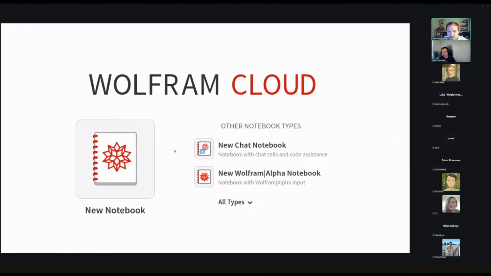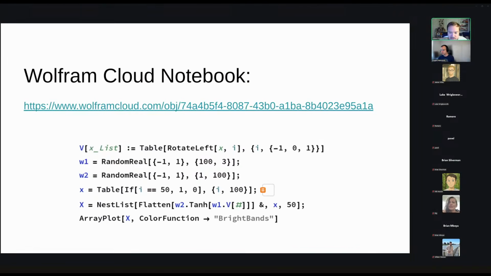This runs in Wolfram Cloud. I've made the link available so that you can try this yourself. Here is just the source code. It's only just these few lines. What do we got? 6 lines of code there.